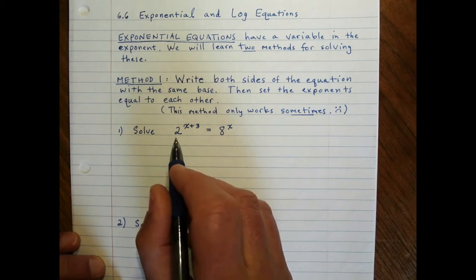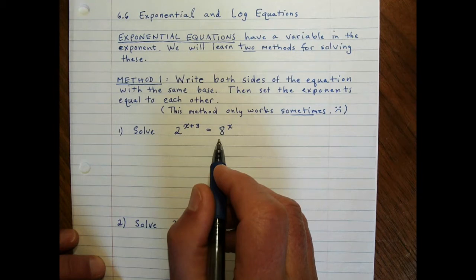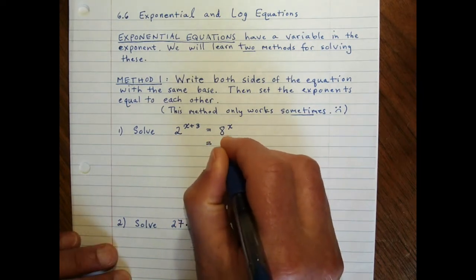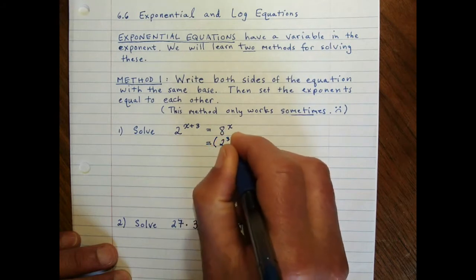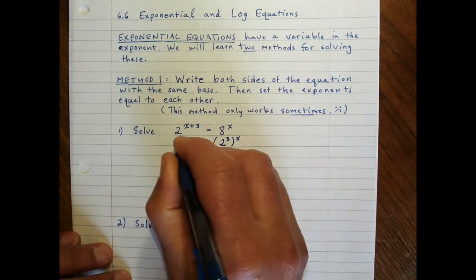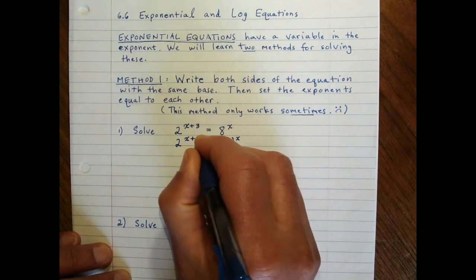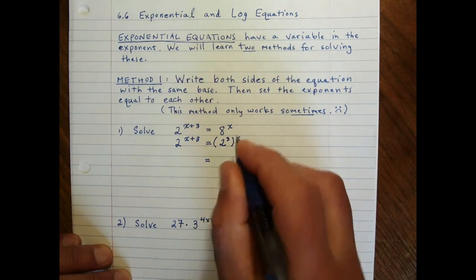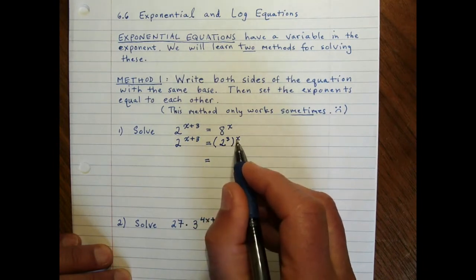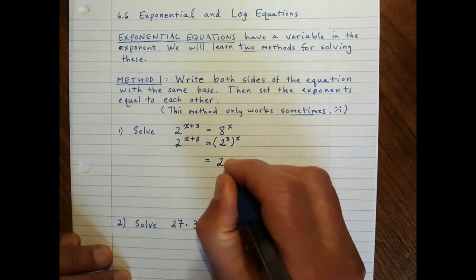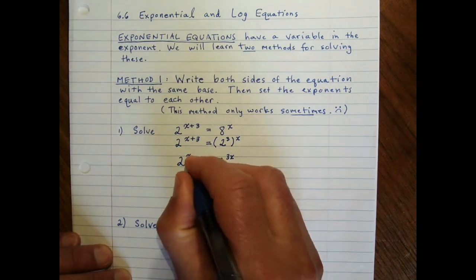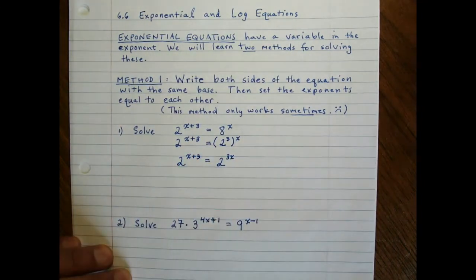I have base 2 on the left, I have base 8 on the right, but I know 8 is equal to 2 times 2 times 2. 8 is equal to 2 to the third. So I can rewrite that right-hand side of the equation as 2 to the third to the x power. And I'll recopy the left, 2 to the x plus 3. So that right-hand side, 2 to the third to the x, when I have a base raised to a power raised to another power, I multiply the exponents. So that's 2 to the 3 times x. And on the left, I still have 2 to the x plus 3.